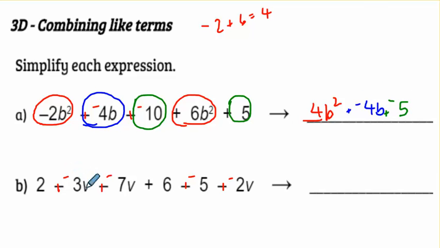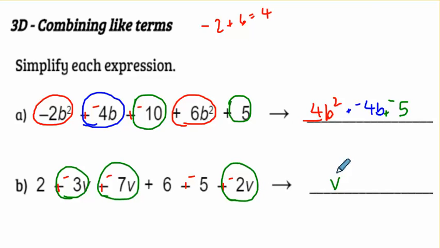All right, moving down here, it really doesn't matter. I'm going to go ahead and start with my variables. You don't have to, but that's just good algebraic practice. So I've got a negative 3v, a negative 7v, and a negative 2v. So I'm going to get a certain amount of v's. It's not going to be v to the third power because we're not multiplying them.